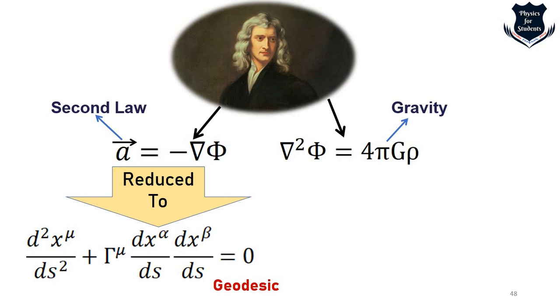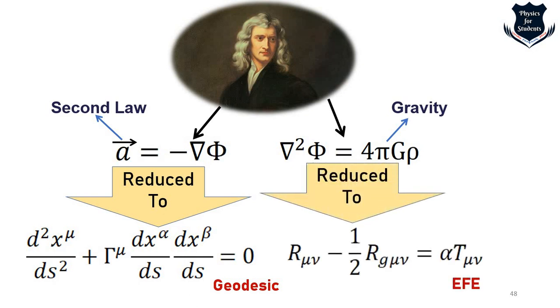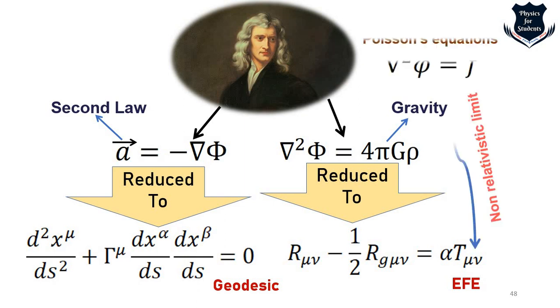And look ahead at the right-hand part of your screen. You will see the gravitational potential, considering the nabla squared phi equals 4πGρ. This gets reduced to the Einstein field equations. So on the left-hand side, I can say that it is under the non-relativistic limit. This leads to Poisson's equation, and this is actually the second law.